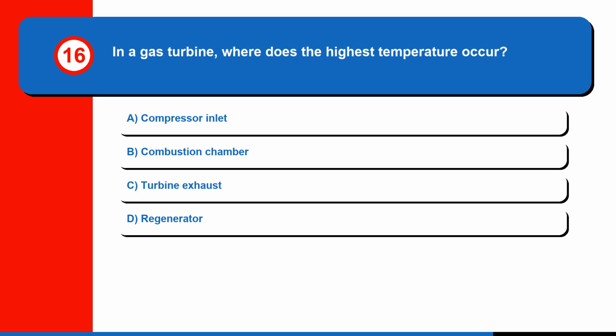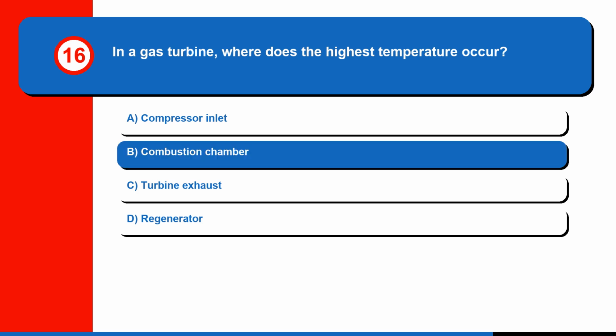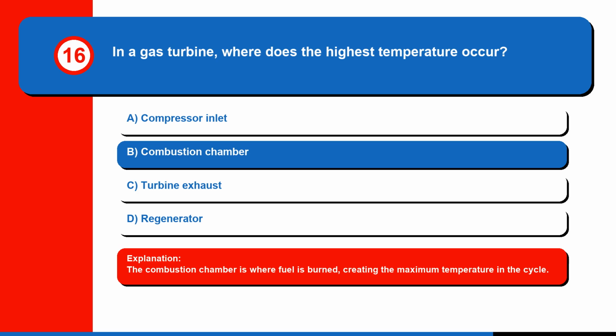Question 16. In a gas turbine, where does the highest temperature occur? A. Compressor inlet. B. Combustion chamber. C. Turbine exhaust. Or D. Regenerator. The correct answer is B. Combustion chamber. The combustion chamber is where fuel is burned, creating the maximum temperature in the cycle.